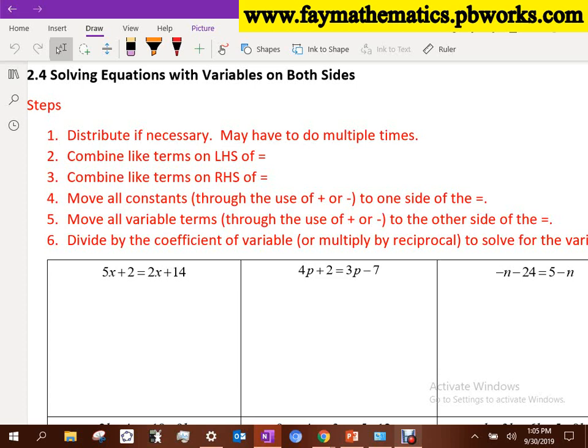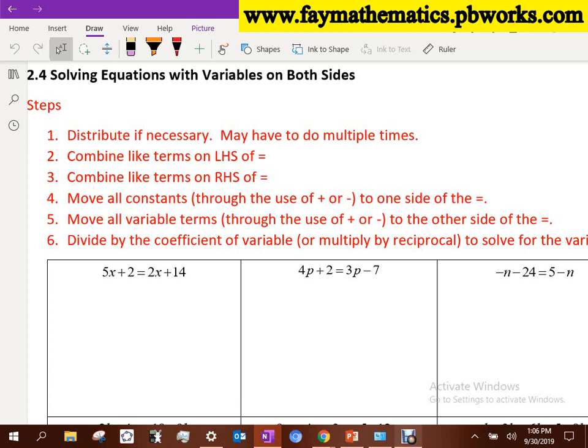Then you're going to do the exact same thing on the right-hand side. Combine all like terms on the right-hand side. Steps 4 and 5. If you have constants left over on both sides, meaning that maybe in step 2, some of my like terms added to 0, and then I don't have a constant on one side. But if you have constants on both sides, you need to get them all on one side. We're going to do that through the use of the additive and subtractive properties of equality.